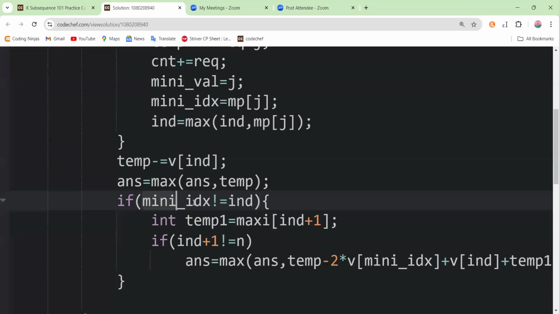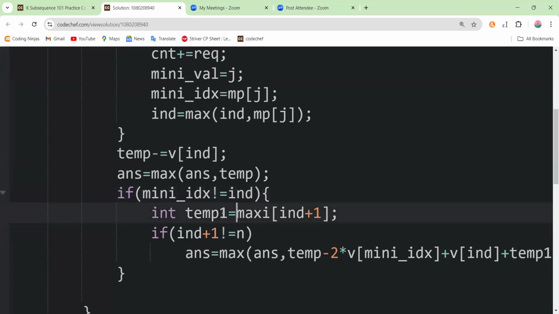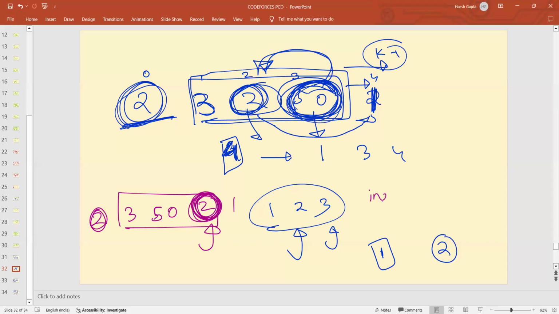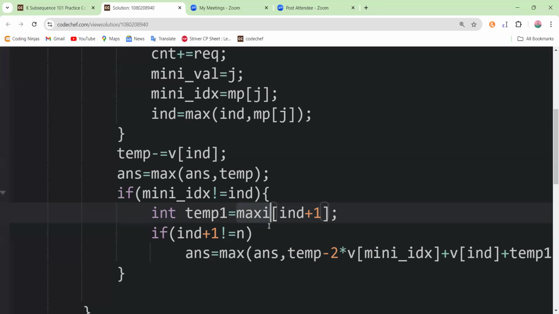So only if the mini index is not equal to IND, what I do is I simply store in temp1 the maximum value of index plus 1, because index IND is the last element that we chose. Now what I want towards the right of this IND is the maximum element. That is something that we decided, na? That towards the right of 50, we will choose the maximum element and add it once. So how can we get that? We already had that maxi vector stored. So I got the maximum element towards the right of this IND, stored in temp1.